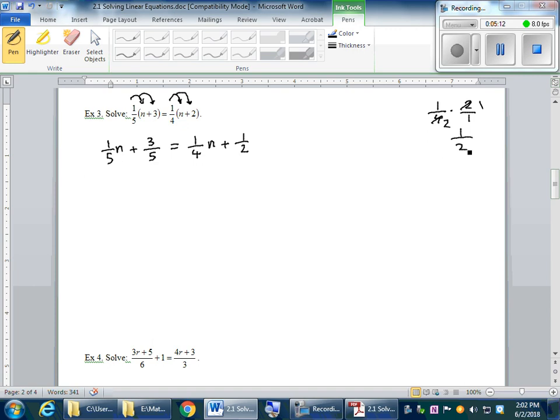Now, we have to find the least common denominator of all the fractions and multiply it to both sides. So in this case, my least common denominator of 5, 4, and 2 will be 20. So we multiply 20 to the left-hand side and 20 to the right-hand side.